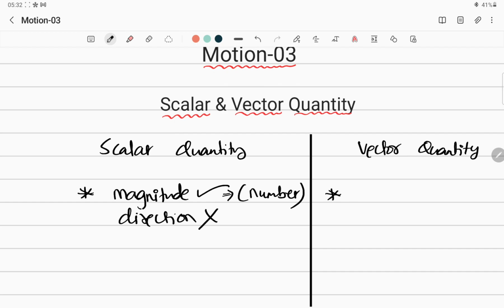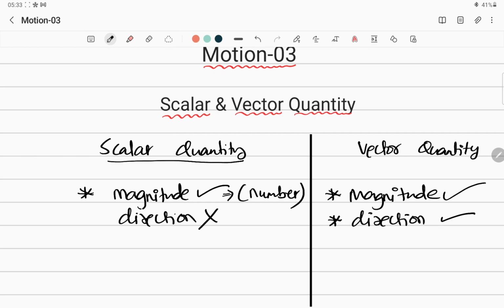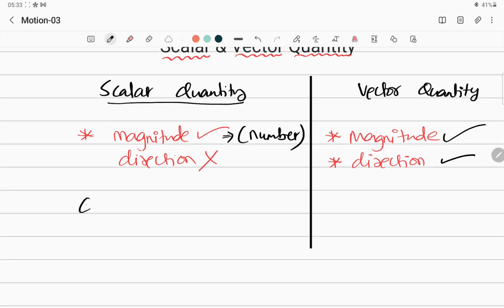Vector quantity means it has a magnitude. Magnitude means some numerical value. That magnitude is there and direction is also there. That is a major difference between scalar quantity and vector quantity. If somebody asks you what is a scalar quantity, you have to say it's a quantity with only magnitude and no direction. If somebody asks you what is a vector quantity, it's a quantity with magnitude as well as direction.